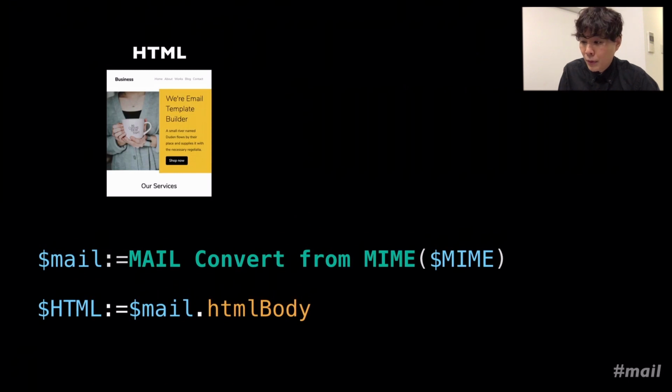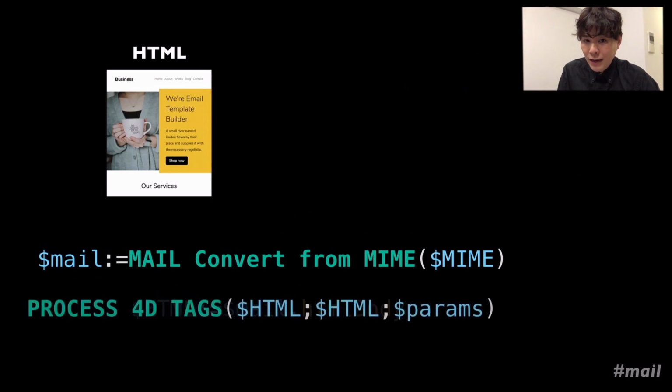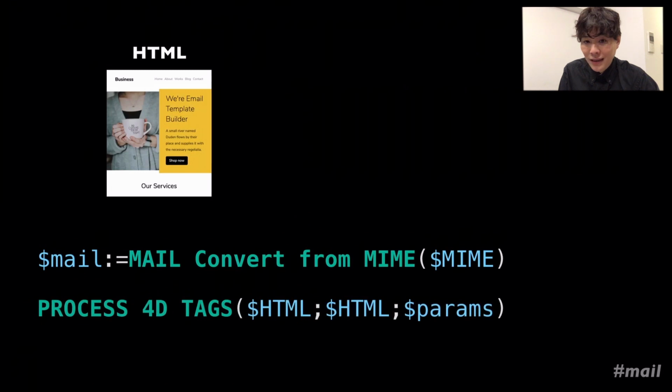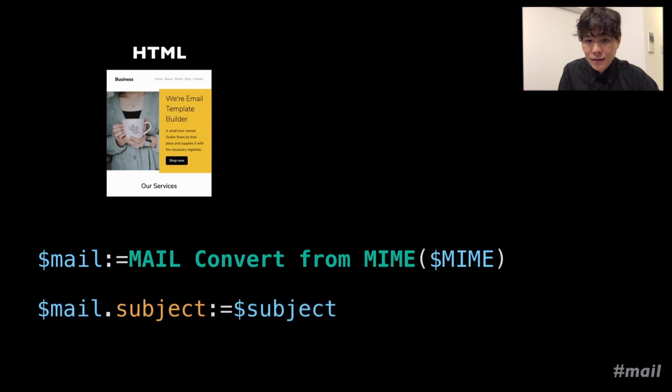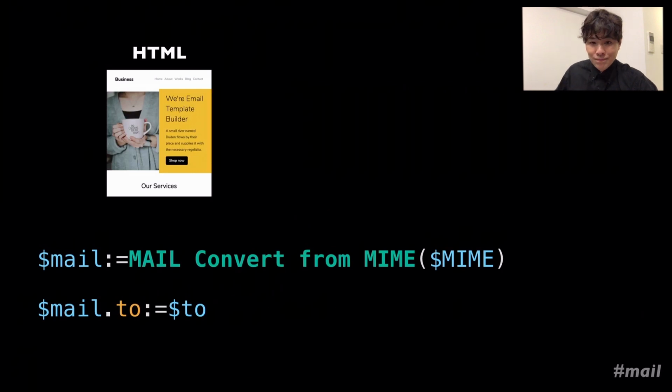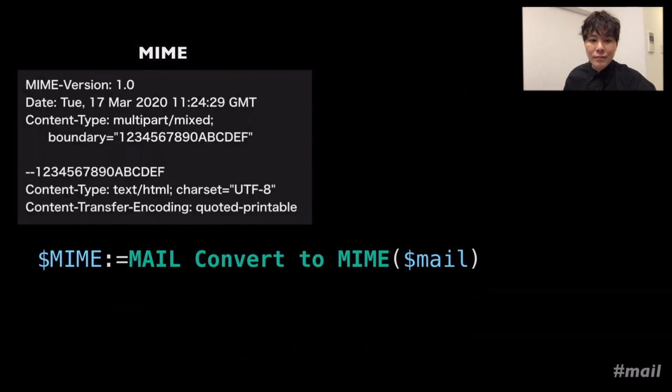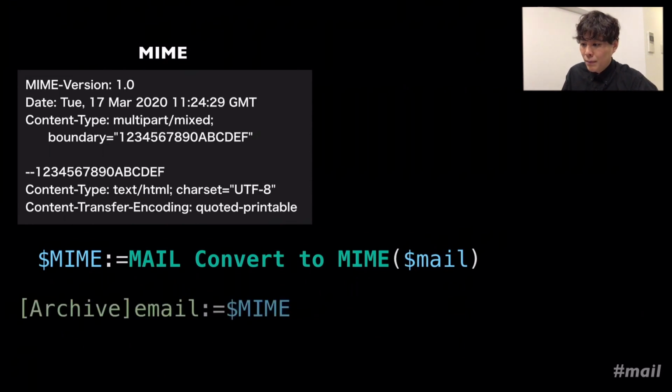You can change the body directly or process it with a command such as process 4D tags. Likewise, you can change the subject or the to address using object notation. When you are done updating the mail object, you can convert it back to MIME.